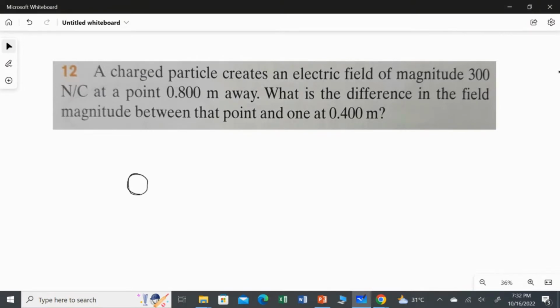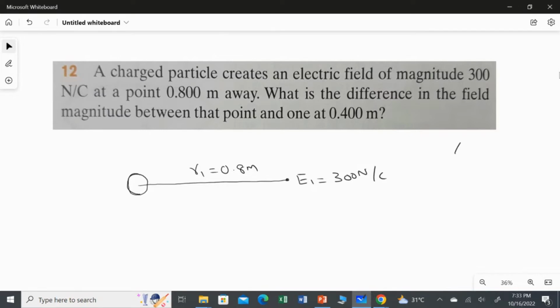At a distance of 0.8 meter, what's the magnitude? Let's take from the center to the distance, this is R1. What is the R1 value? 0.8 meter. What is the magnitude of the electric field? E1, which is equal to 300 Newton per Coulomb.